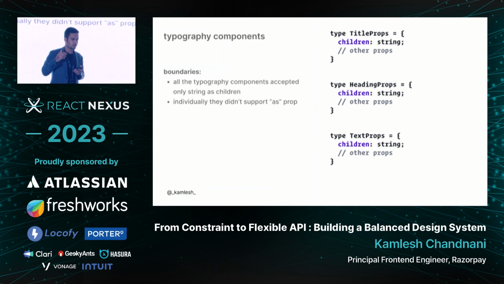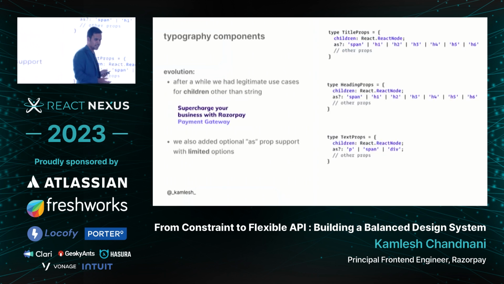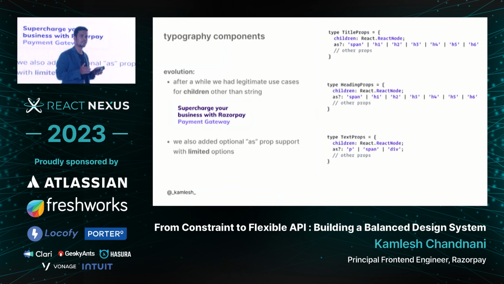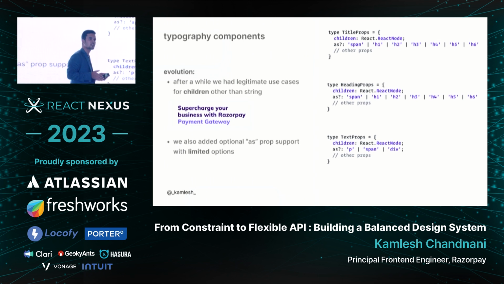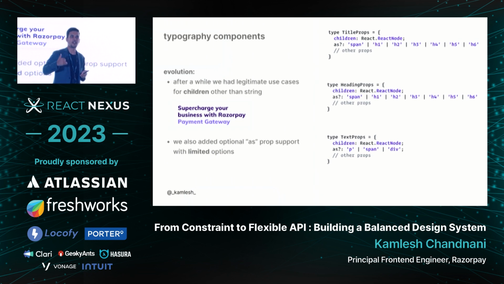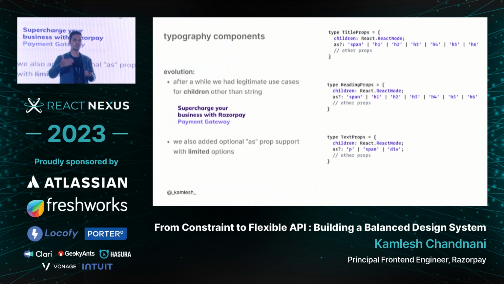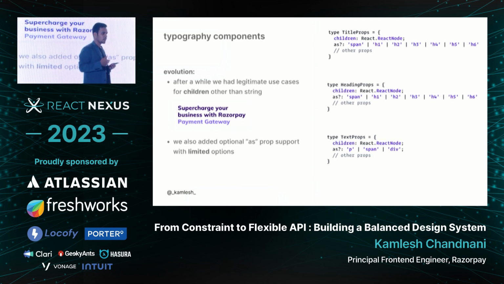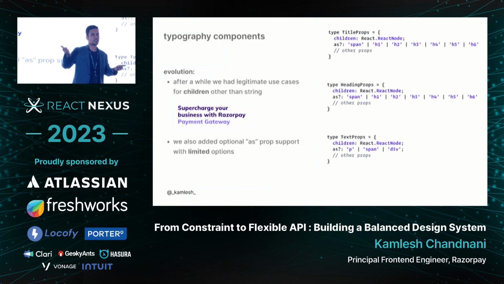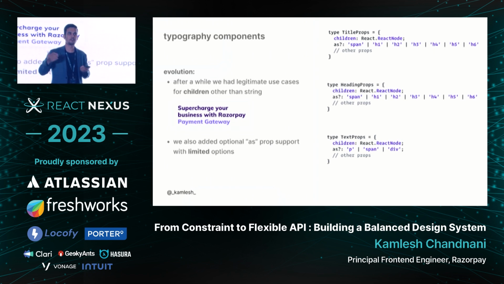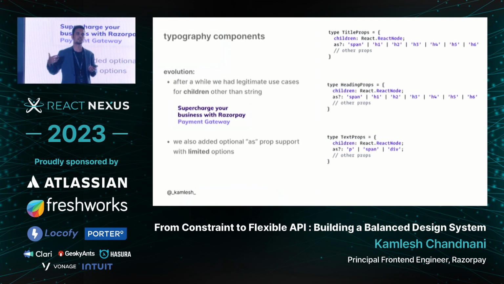And they didn't even support the as prop for all the reasons that I just mentioned. But then, this is evolution, right? So till the point that we had the strings as the boundaries, the typography component served us good for 8 months. And it helped us to remove all the misusages of the typography components across our products, which means we made some progress, that the boundaries gave us some benefits. And then, of course, you have to think about evolution, right? The design systems always keep on evolving.